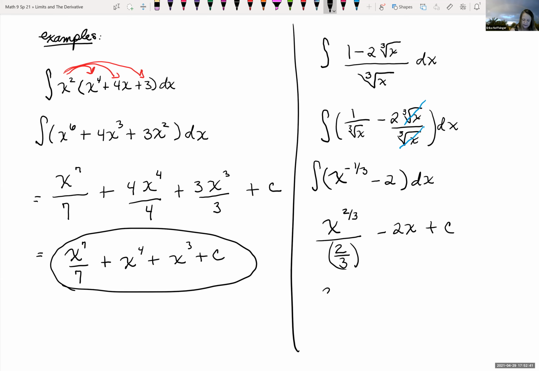Rewrite this. So this is 3 x to the 2/3. I'm going to rewrite that as the cubed root of x squared. I'm flipping this 2/3 up so that this will be all times 3/2, minus 2x, plus c.